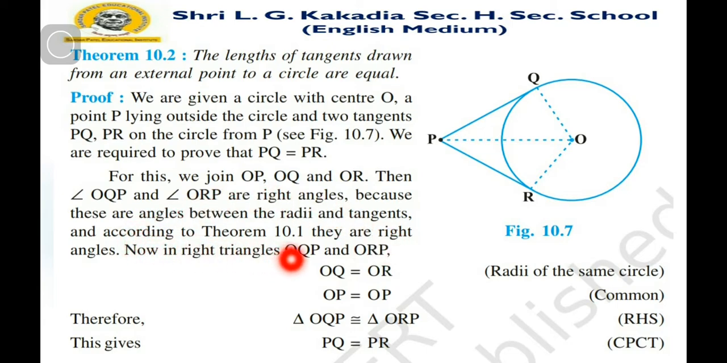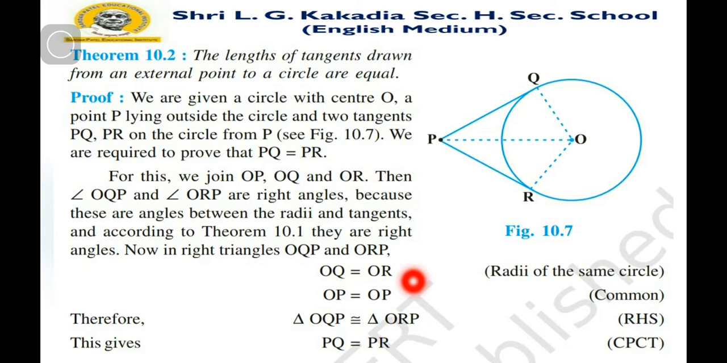Now in right triangles OQP and ORP, OQ is equal to OR, because they are radii of the same circle. OP is equal to OP because it is a common side for these two right angle triangles. And it is already a right angle. So by the RHS theorem, right angle, hypotenuse and side, we can say that triangle OQP is congruent to triangle ORP.